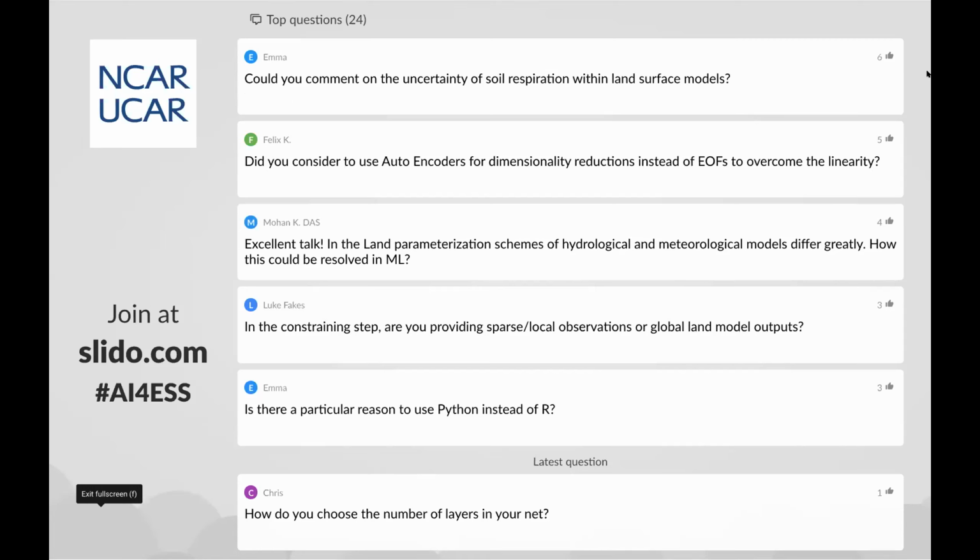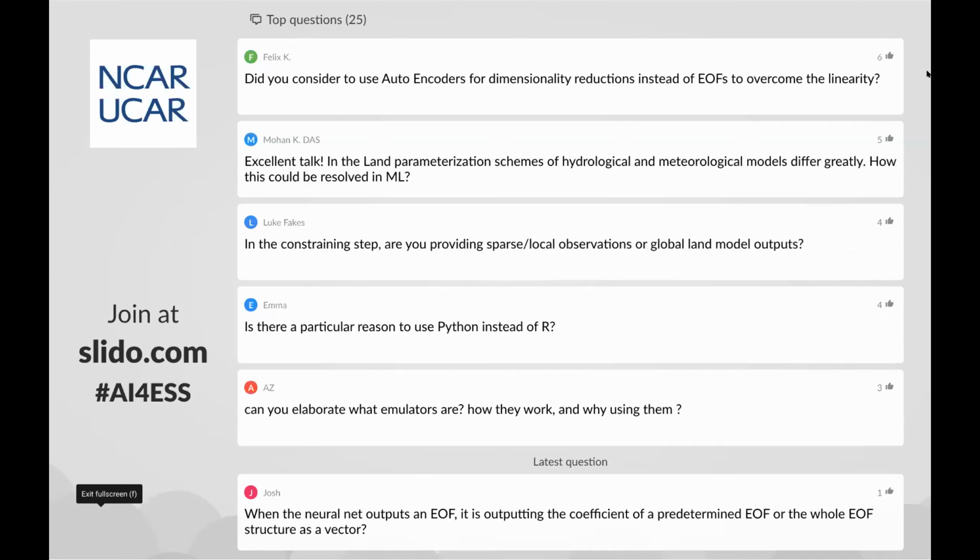Question from Emma. Could you comment on the uncertainty of soil respiration within land surface models? Yeah, it's a great question. Not really a process that I'm looking at, since I'm focused more on the hydrology and the biophysical side, but it's definitely something that we think about a lot in biogeochemical modeling. Uncertainty in soil respiration and how that relates to temperature changes is a really important factor for thinking about climate change predictions. So I agree, very important to keep thinking about that process.